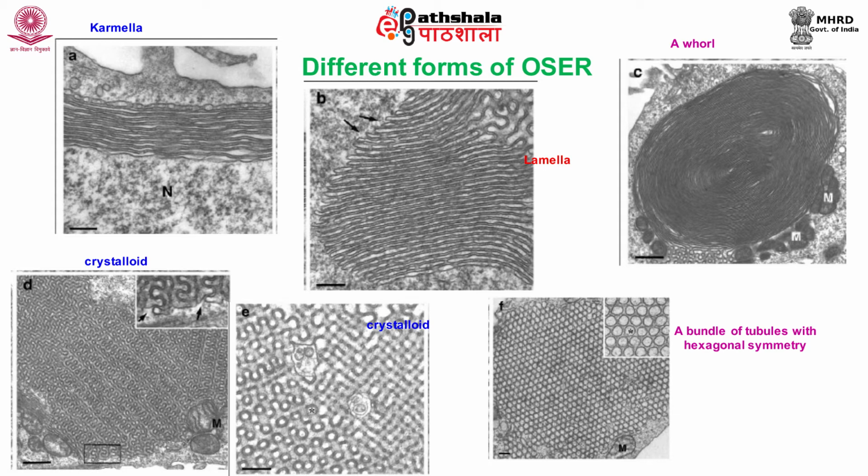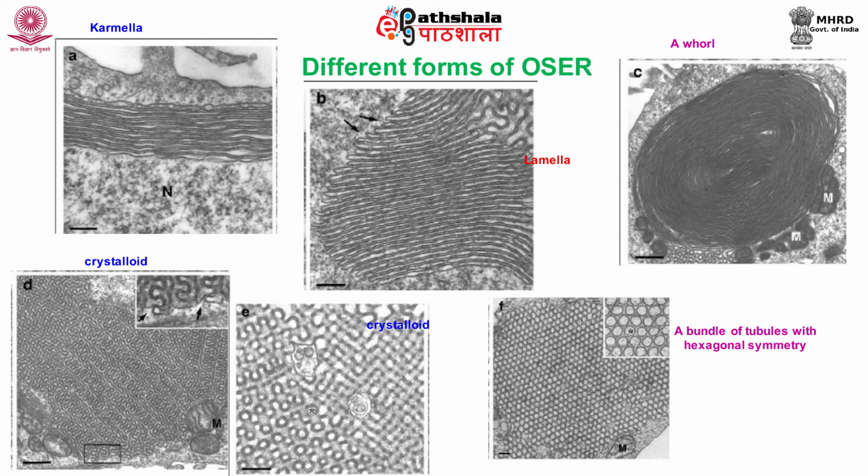It is important to note that the width of the space present in all OSER structures is constant and it corresponds to the cytosolic space bridging the cisternae. Figure C shows formation of concentric whorls. Note that the whorl is in close association with the mitochondria. Figure D and E show regular sinusoidal arrays with cubical symmetry. In such cases, they are referred to as crystalloid ER. In figure E, the asterisk indicates the luminal space.